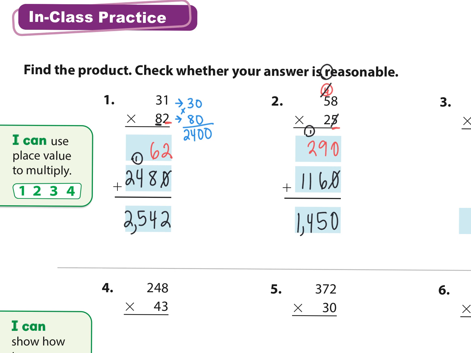To check it for reasonableness, I know that 58 is pretty close to 60, and 25 I would round up to 30. Okay, 6 times 3 is 18, so that'd be about 1,800. 1,450 is pretty close to 1,800. I'm in the ballpark. Okay, they're close. I rounded up quite a bit on 25, so it's to be expected that my estimation is going to be higher.